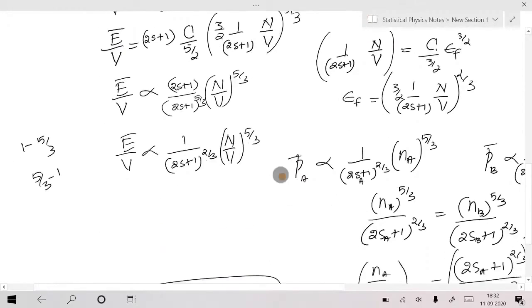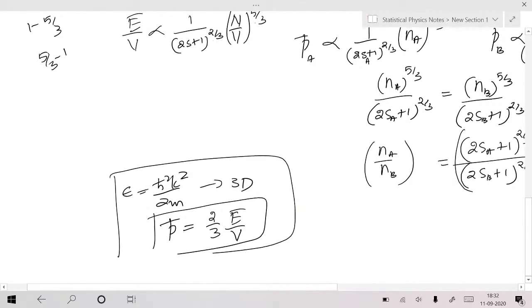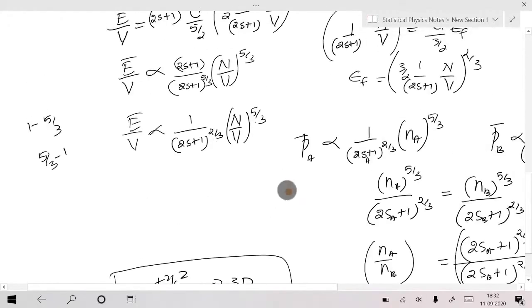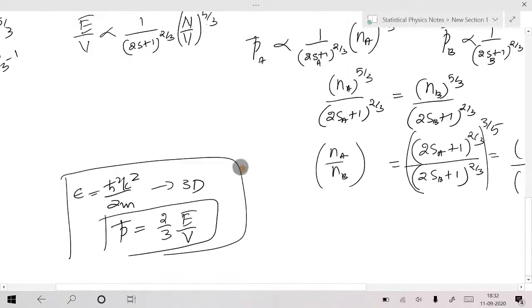So can you quickly repeat your question or your idea? Actually, I wanted to say that the pressure expression we have derived, 2 by 3 into E average by V, we have done actually for a spin half particle. We dealt with spin half particles throughout our theory.